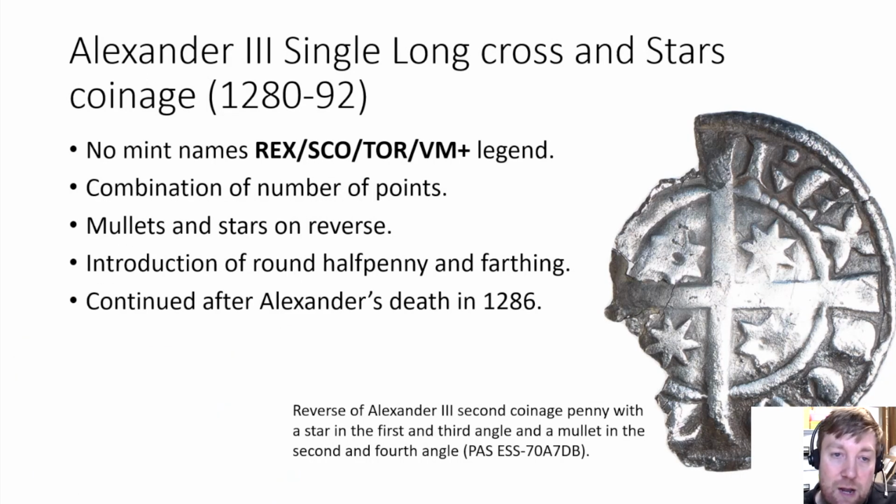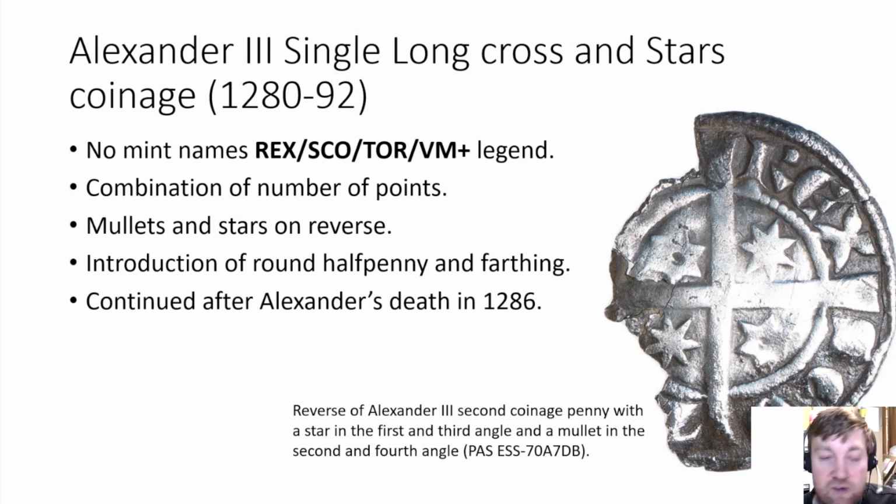And now we move on to Alexander's single long cross and stars coinage. In 1279, in England, Edward I introduced the single cross coinage with three pellets in each angle. And in 1280, Alexander followed suit by introducing the single cross, but in each angle it has a combination of either mullets or stars and mullets.